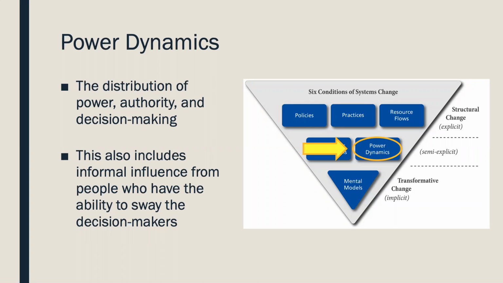The next condition is power dynamics, which is the distribution of power, authority, and decision-making capabilities. This also includes informal influence from people who have the ability to sway the decision makers. Some questions to ask in order to evaluate the power dynamics of a system are, who has all the power and ability to make decisions for the system? How can the power be redistributed to change the system and its goals, reduce biases, and expand inclusion?